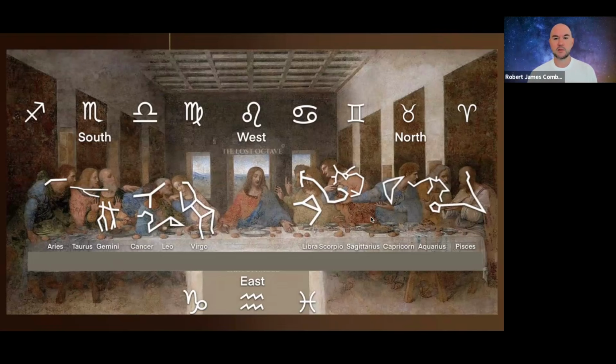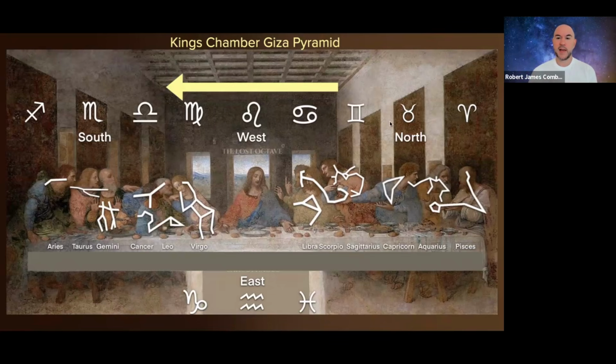And what you'll notice, and some of the work that Robert Edward Grant has done, is that he realized that the Last Supper painting is actually the same inside room as the King's Chamber. So that's really interesting, that now the Last Supper is about astrology, and it's about the King's Chamber in the Giza pyramid. And what you'll notice is that along the top here, it's actually moving backwards.